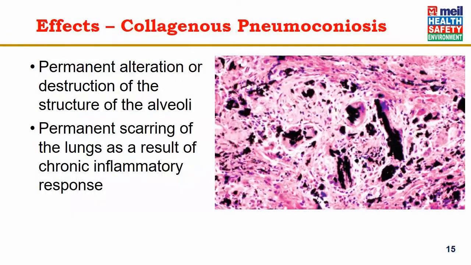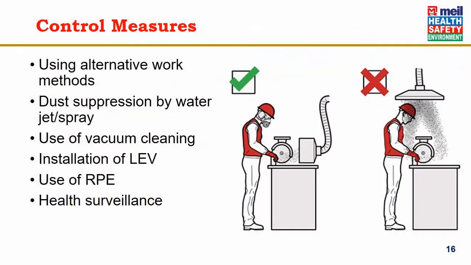Collagenous pneumoconiosis is a permanent alteration or destruction of the structure of the alveoli, the breathing cells where the oxygen exchange takes place in the lungs. Permanent scarring of the lungs as a result of chronic inflammatory response. What are the control measures? Using alternate work methods, dust suppression by water jet or spray, use of vacuum cleaning, installation of local exhaust ventilation, use of respiratory protective equipment, regular health surveillance.